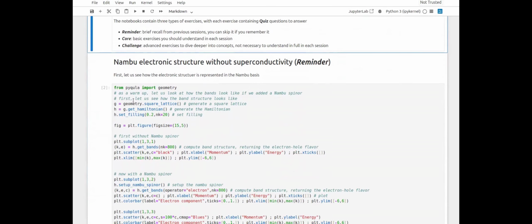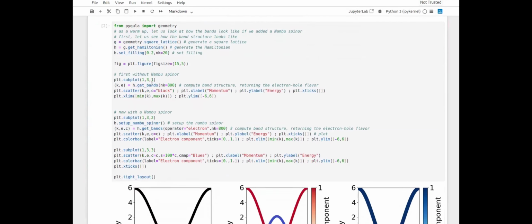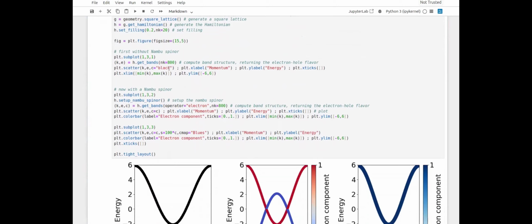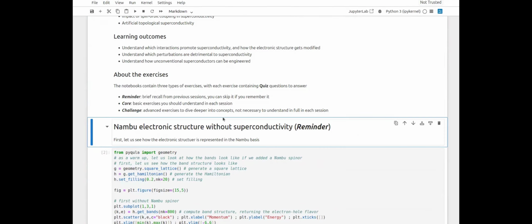And this is what we are going to do here in practice. So we start with a square lattice. We generate the Hamiltonian at a certain filling. And we are going to plot the electronic structure without superconductivity, meaning without the Nambu basis, and in the presence of the Nambu basis. And we are going to project the band structure in the Nambu basis onto the electron sector. So these are the different code that you see here. And so this is what you observe here, and we can execute it so that you see the result.